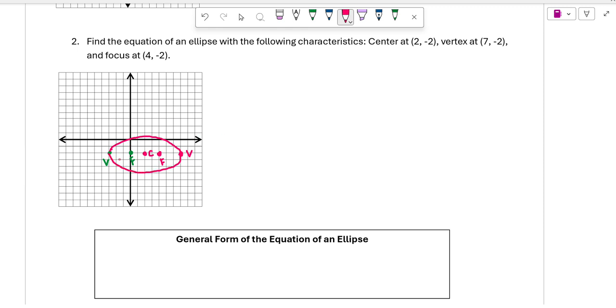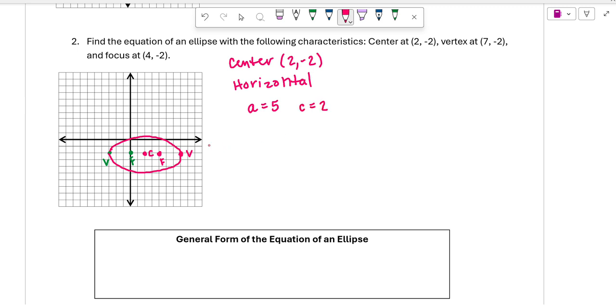Okay, so a couple things we can tell. We already do know the center, which will be going in the numerator of the equation. We also know that this is a horizontally oriented ellipse because of the location of the foci. And then we also know from the center out to the vertex is 1, 2, 3, 4, 5, and that value is A. So A is 5. And from the center to the focus point, that's 2, so that's C.